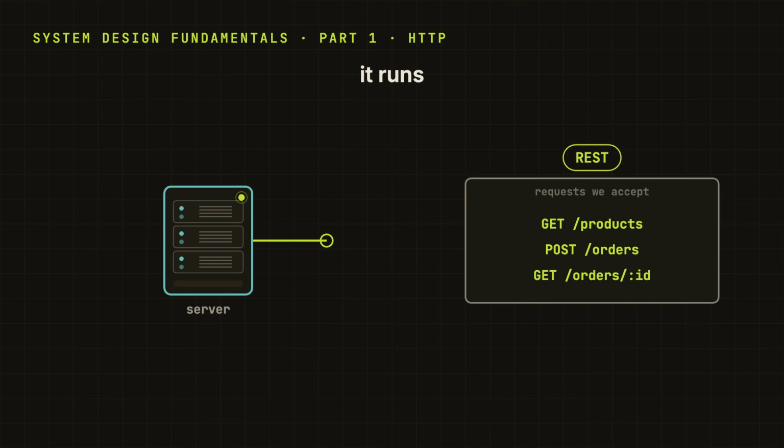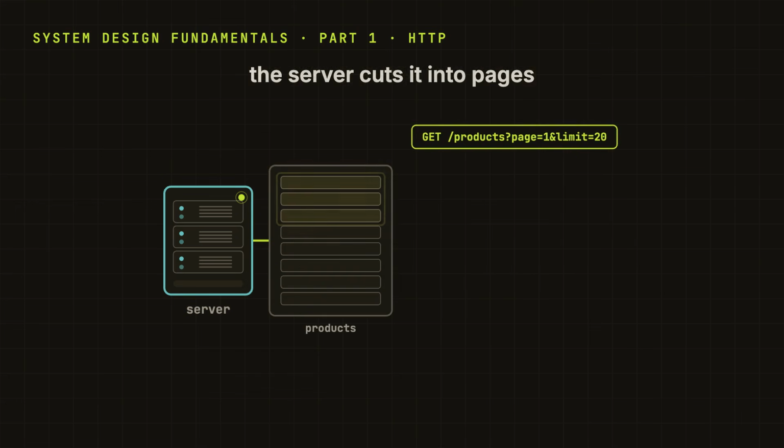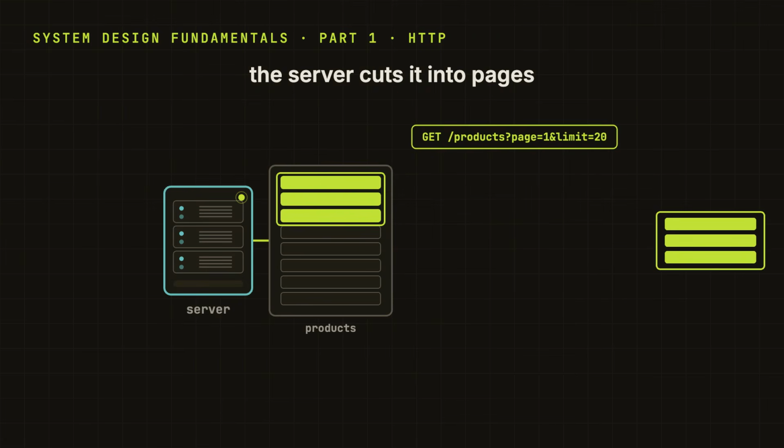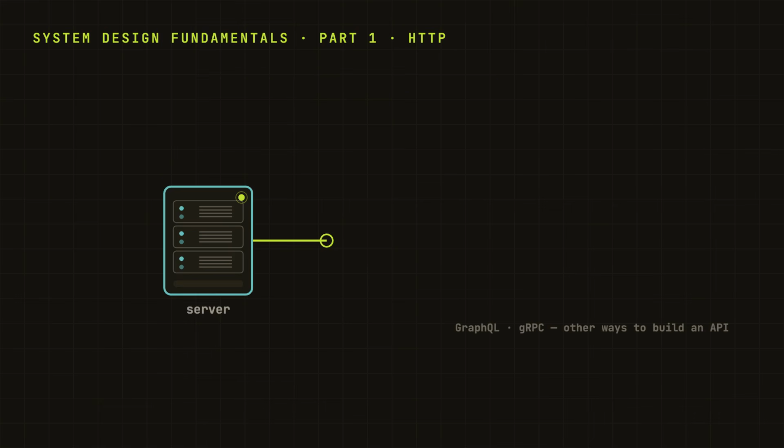Two practical things interviews ask about a real API: pagination, meaning when a list is huge, you return it in small pages instead of all at once, and versioning, so you can change the API later without breaking apps that already use the old one. And you will hear a lot of alternatives to REST like GraphQL and gRPC. Just know they exist as other ways to build an API.